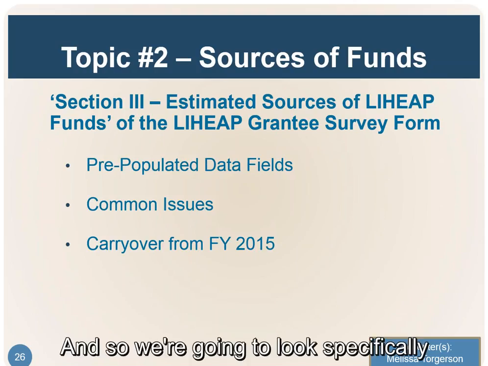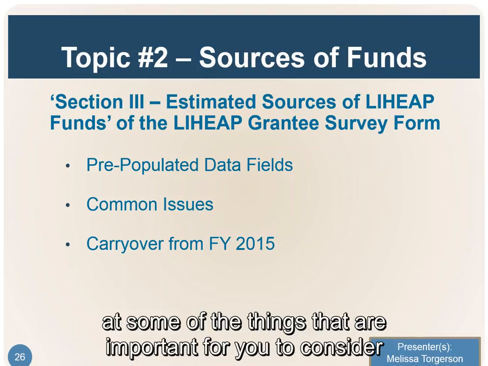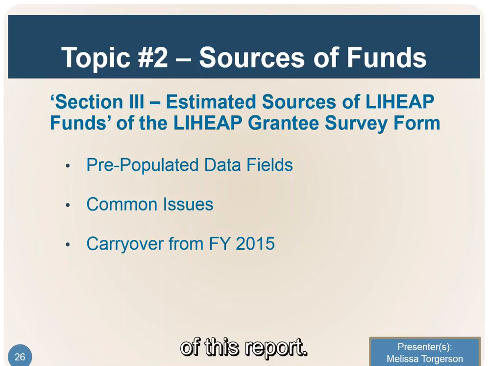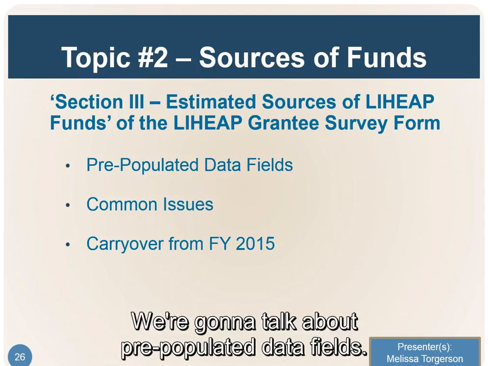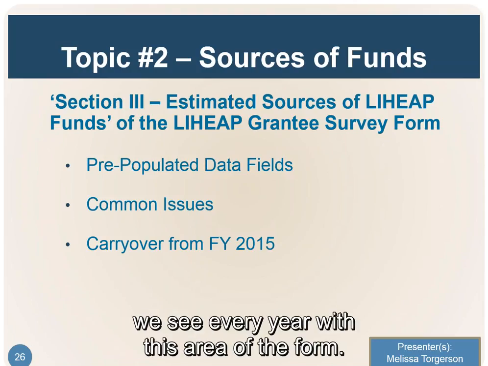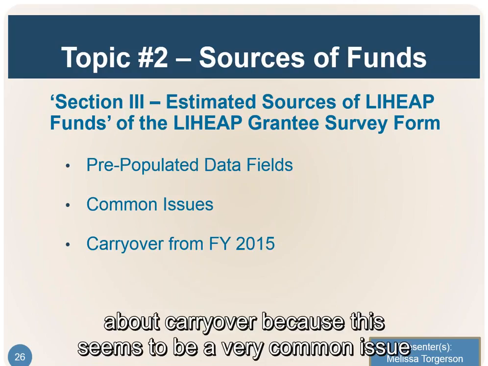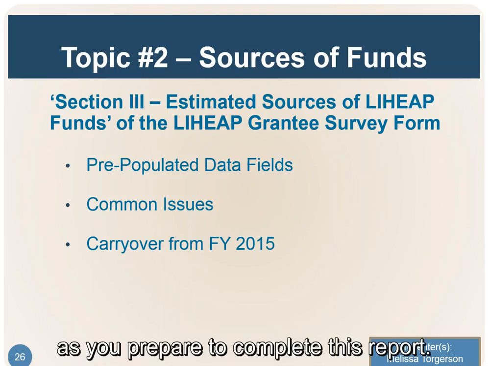And so we're going to look specifically at some of the things that are important for you to consider as you're moving through the sources portion of this report. So sources being, this is the money you have available to spend. We're going to talk about pre-populated data fields. We're going to talk about some of the common issues we see every year with this area of the form. And we're going to talk a lot today in all sections about carryover, because this seems to be a very common issue, and we want to make sure that you're thinking about it as you prepare to complete this report.